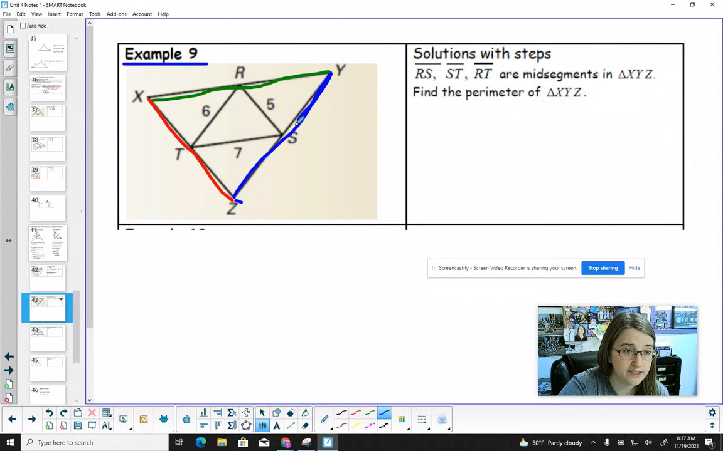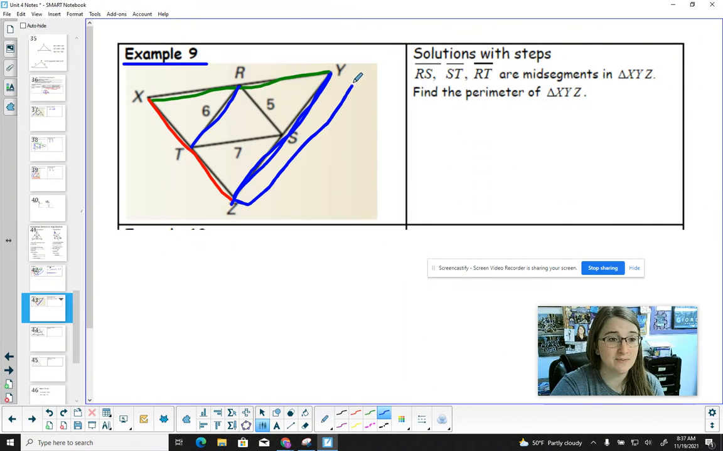So I've got this side. Which mid segment is parallel to it? The 6, the 5, or the 7? The 6 is. So what that tells me is this big side is going to be double that. What would that be? 12, right? 6 times 2. So 6 times 2, that gives me the whole side. Go ahead and find the lengths of the other two big sides based on that same fact.